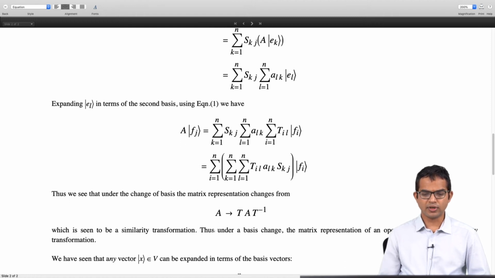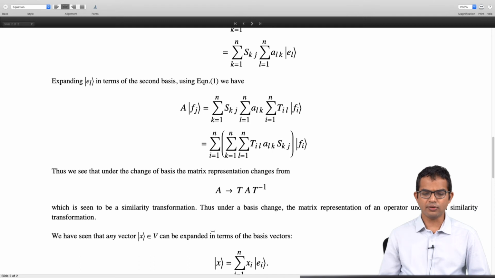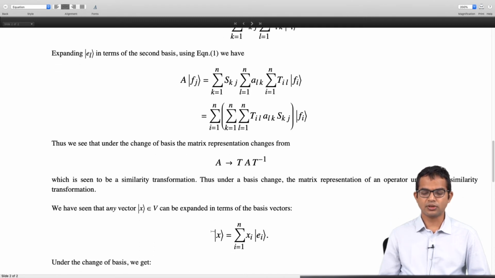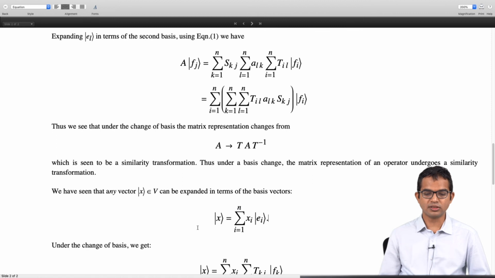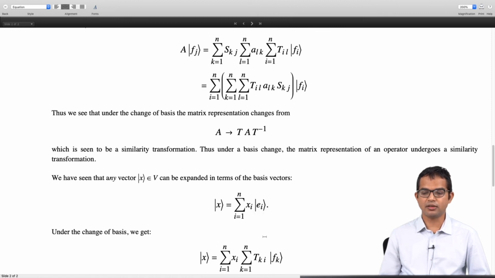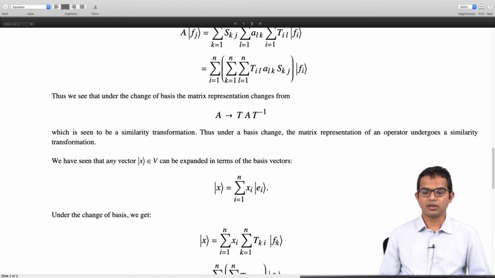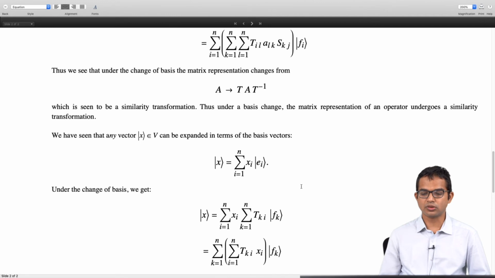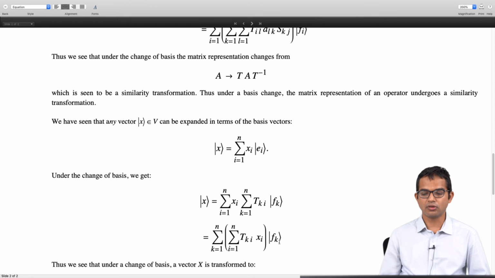So likewise, we could have also worked out what happens to any vector x. If you started with some vector x, you can expand in this basis, you get a bunch of coefficients x_i, which we have seen can be thought of as a column vector. So under the change of basis, we have to just replace e_i with summation over k of t_ki f_k. We are interested in what it looks like in this basis. Then we regroup these terms, and I have a summation over k, this stuff acting on f_k. So this stuff is the representation of this vector.